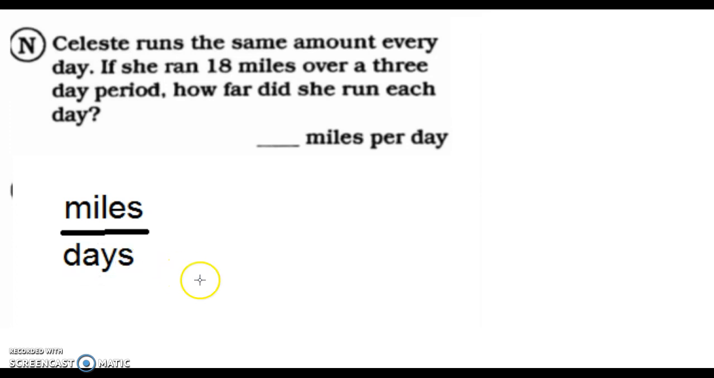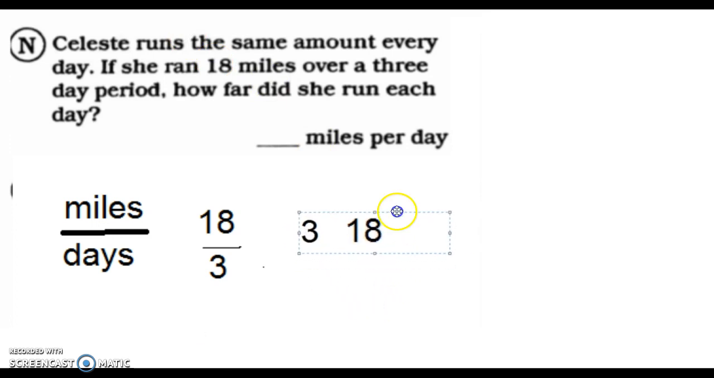Let me line this up a little bit better. There we go. So how many miles did it say we have? Well, there's 18. And how many days is it talking about? Over a 3-day period. So we're going to say 3. So again, all you're going to do is 18 over 3. To figure out our unit rate, all we have to do is divide our numerator by our denominator. So 18 divided by 3. Let's do in and out. So 18 will go inside, 3 can go on the outside.